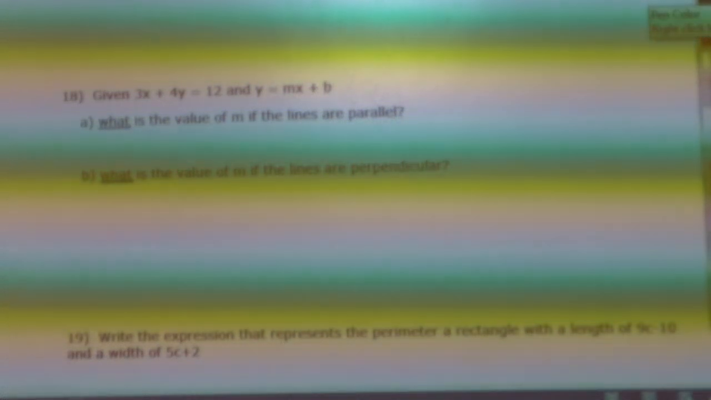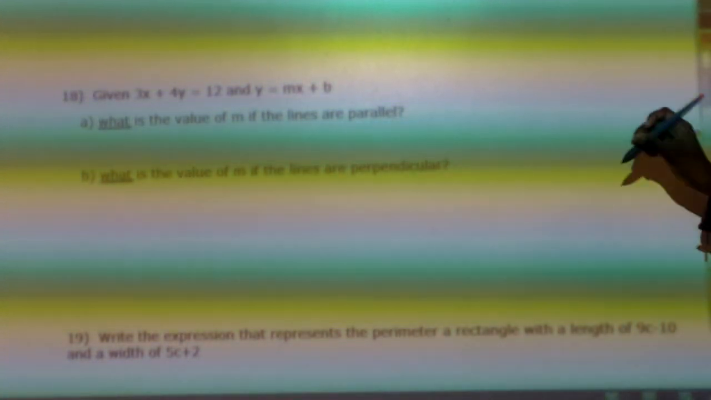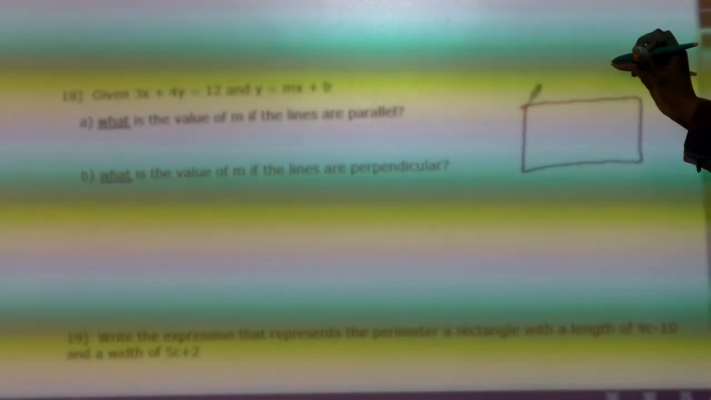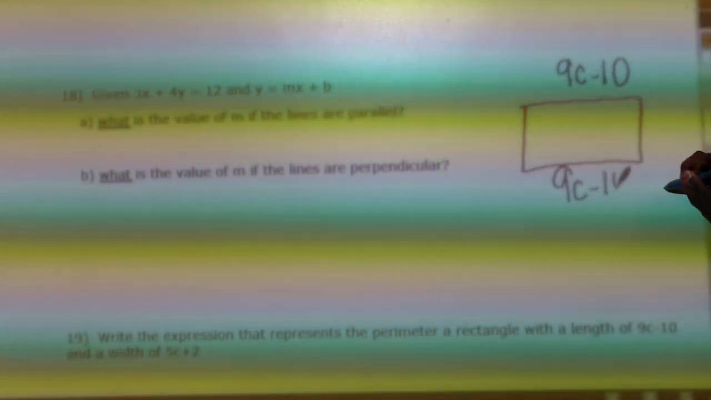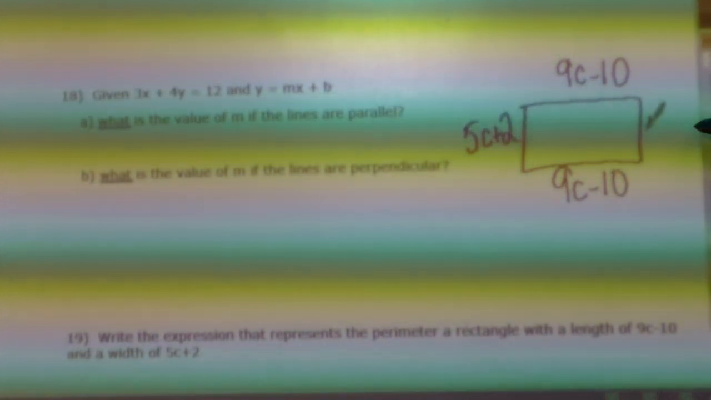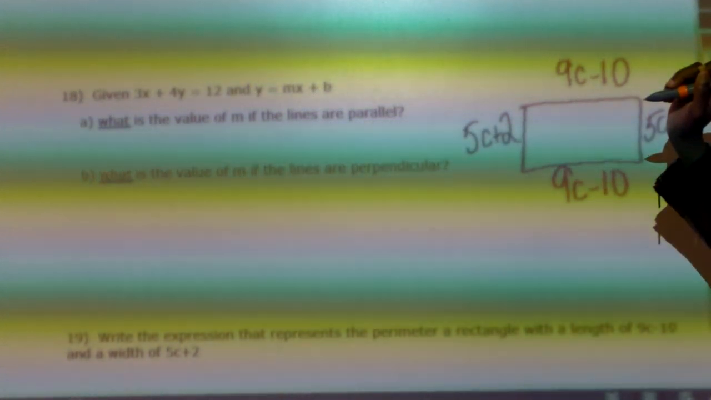Everybody got it? Yes. The last one, watch your equations right there. Write the expression that represents the perimeter of a rectangle with a length of 9c minus 10. I can't scroll up, so I'm going to draw it. We know opposite sides of a rectangle are the same. And a width of 5c plus 2. Y'all, can you please stop making those noises while I'm recording?